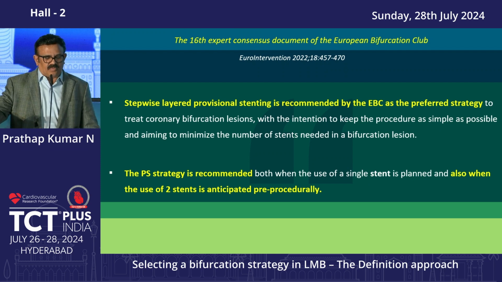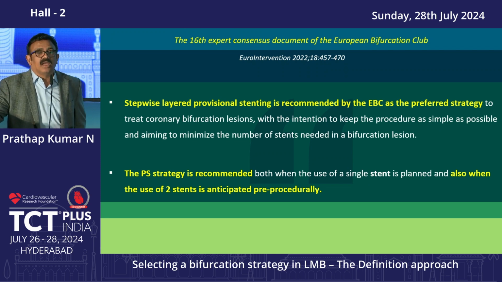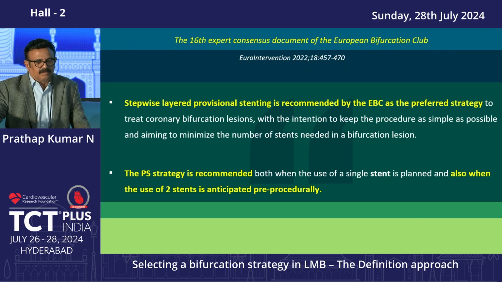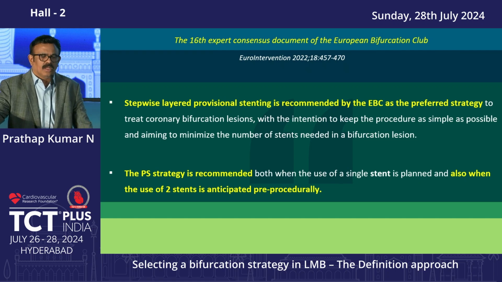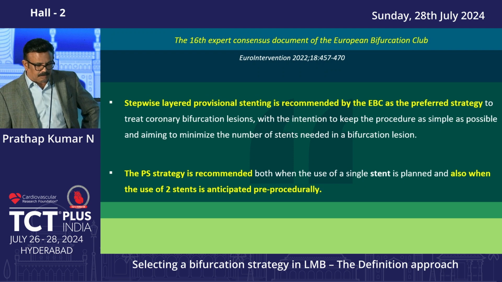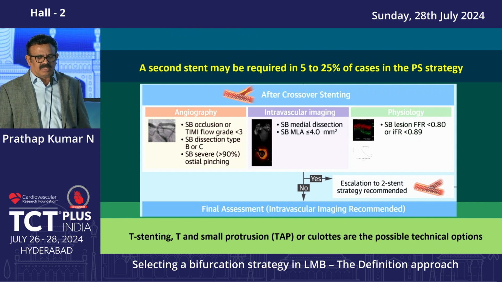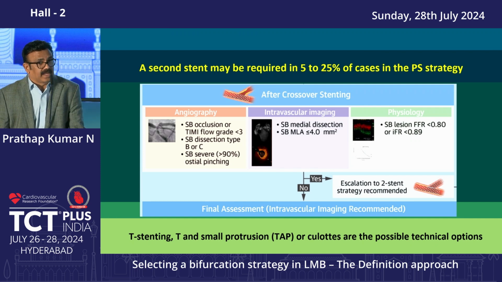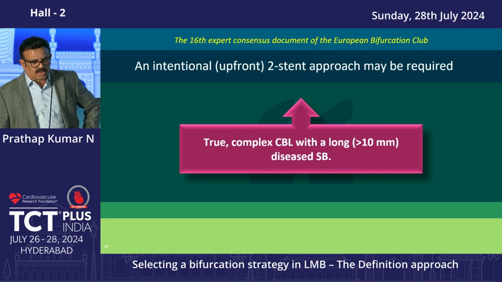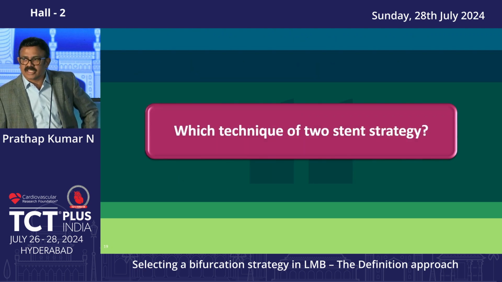The stepwise layered provisional stenting is recommended by the EBC as the preferred strategy to treat coronary bifurcation, with the intention to keep the procedure as simple as possible and aiming to minimize the number of stents needed in a bifurcation lesion. The provisional strategy is recommended also when use of two stents is anticipated pre-procedurally. A second stent may be required in 5 to 25% of the cases. An intentional two-stent approach may be required if there is a true complex bifurcation with more than 10 millimeter side branch size. Which technique?